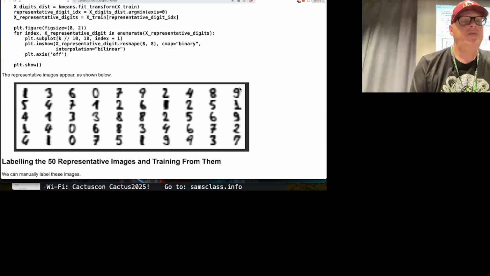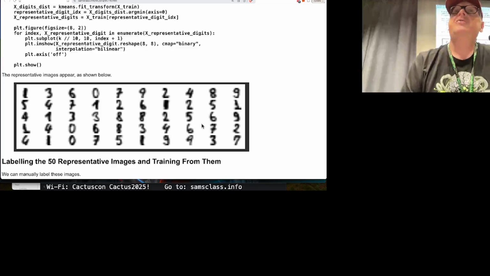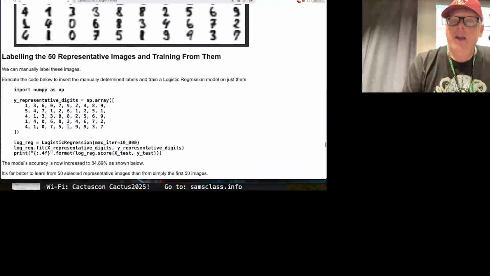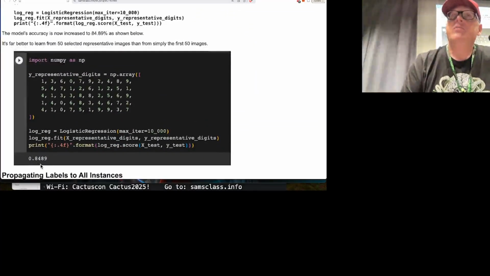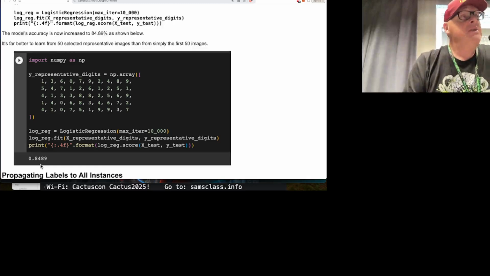So these are not just 50 random images. These are the 50 images that were the average of their clusters. And then you pay a human to label just those 50. And then train on that. And now you get 84% accuracy instead of 74%, which is much better. But you can do better.